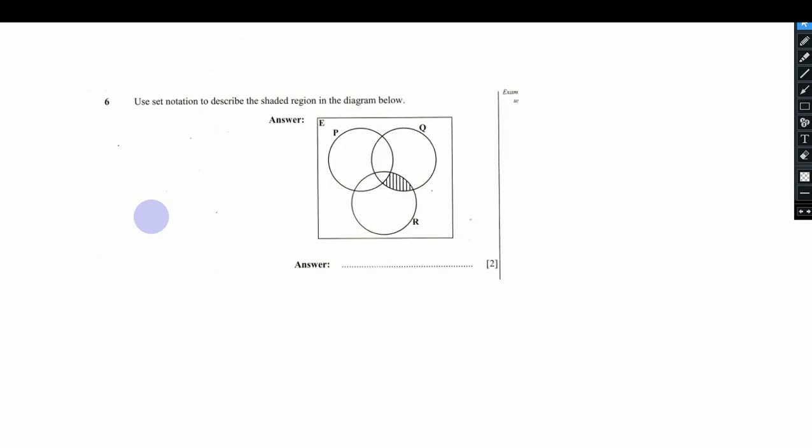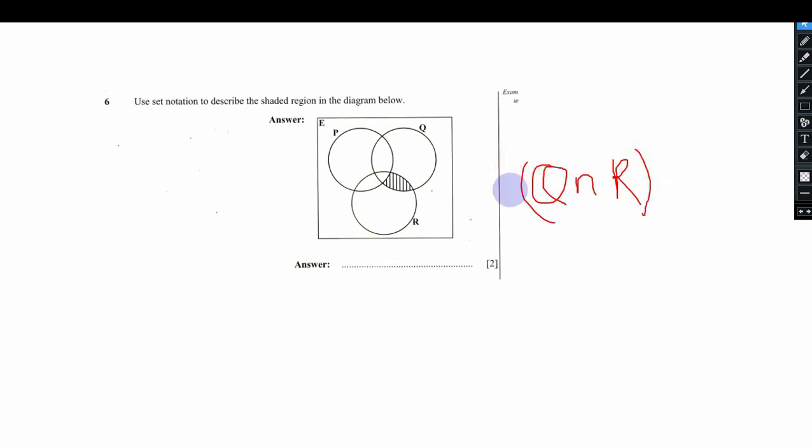We proceed to question number 6. Use set notation to describe the shaded region in the diagram below. Now this one here, it's quite a bit tricky. Some people might get confused here, but don't get confused. You look at what is being shaded. What you can pick here is a Q intersection what? R. So that one is the first step. Okay, Q intersection what? R. That is where you're picking your values.